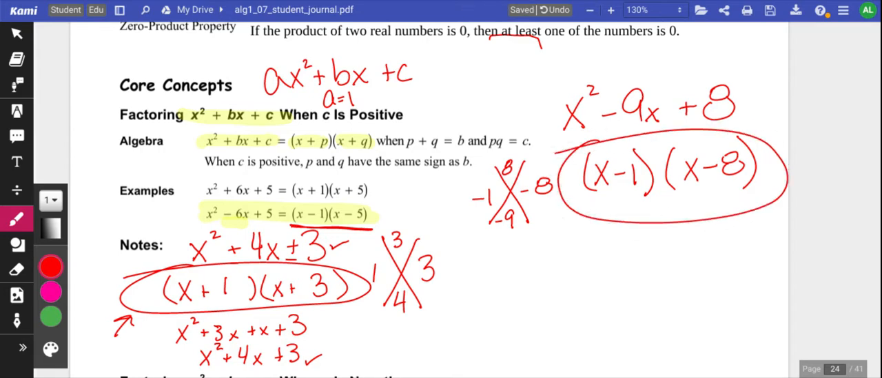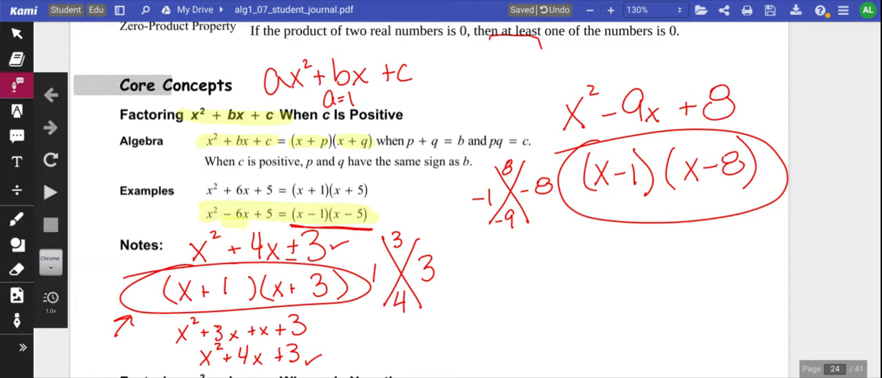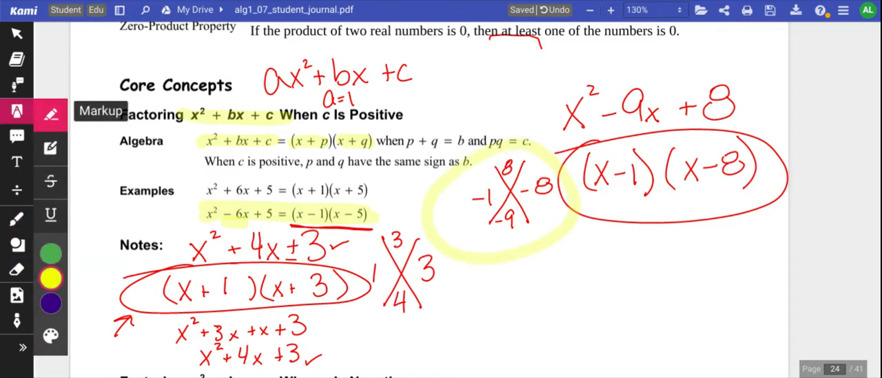This is one of those things where the first couple times you see the problem, it looks really confusing. But once you realize that essentially what you're doing is solving this little puzzle, you're saying, I need to find two numbers that multiply to a certain number and add to another number, and then you just plug them right in here to your binomial. Once you can get that process, factoring becomes super easy.